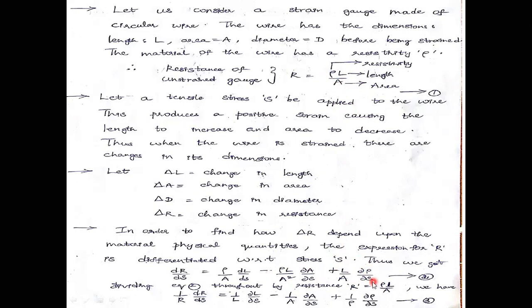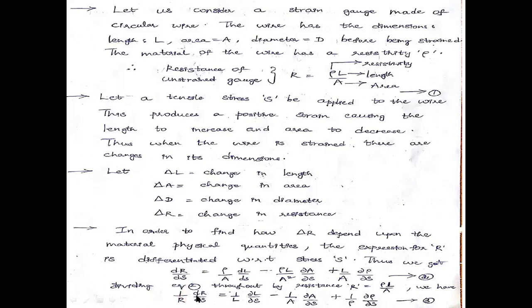Let it be, this is the primary equation, the first one is the basic equation, and this is the derived equation. Let it be equation number 2. And dividing equation 2 throughout by resistance capital R. The capital R means rho L by A. Therefore, I am going to divide the entire equation by R.